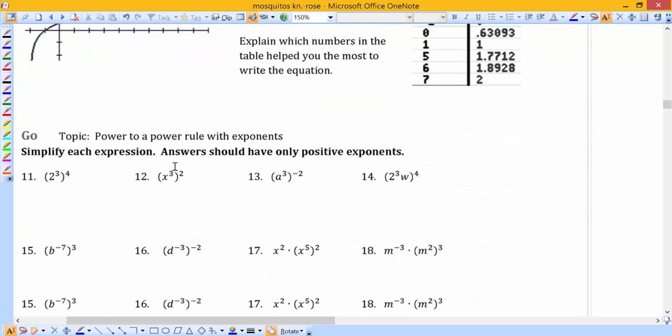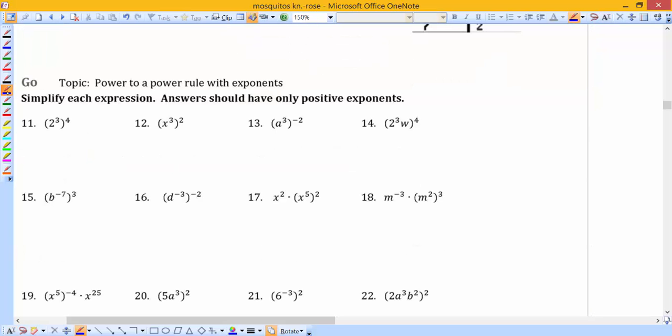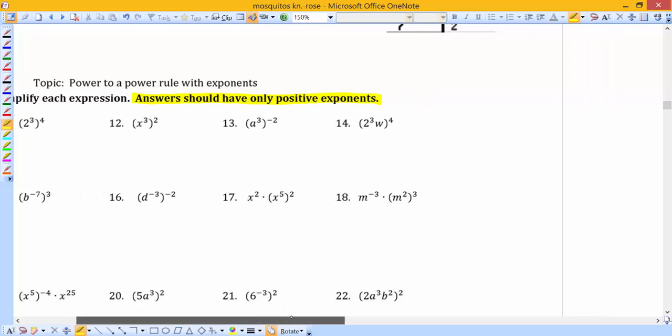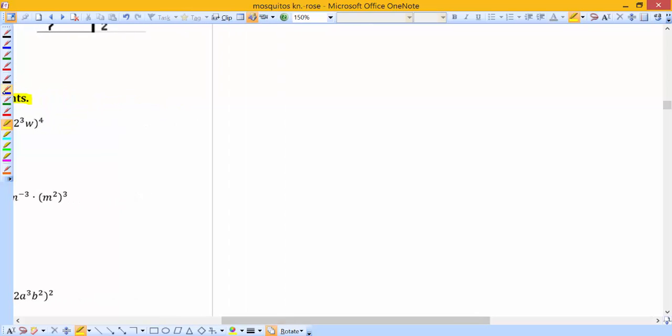All right, let's look at the Go. Simplify each expression. Answers should only have positive exponents. So don't forget you're going to use your properties of exponents. Let's just review that again. Properties of exponents.